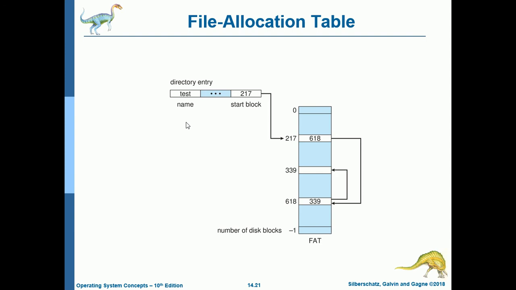This is the file allocation table, similar to linked allocation. For this one, the name of the file is test, and the start block is 217. We have 217 here, and there is a pointer going to the next block, which is 618. Then from 618 the pointer points next to 339. So FAT is similar to linked allocation.